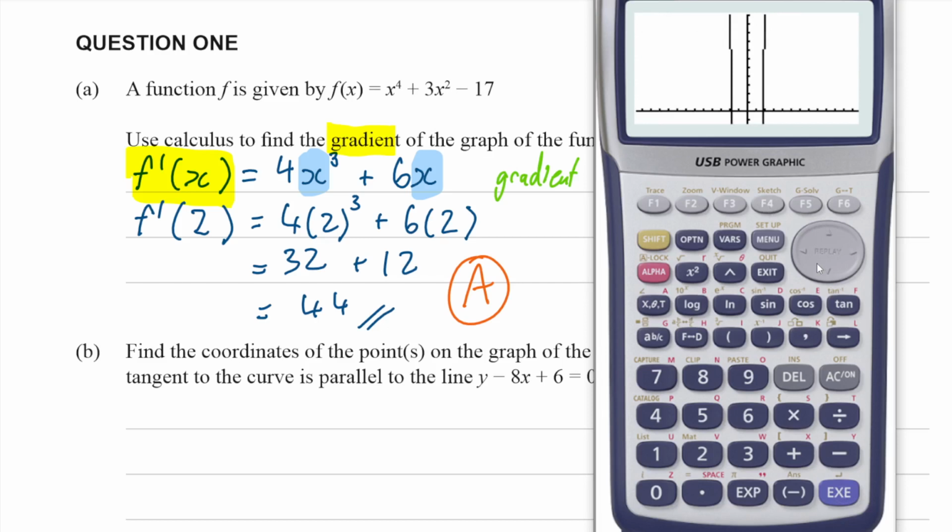Now, the question asks us for the gradient when x equals 2. So we can hit the trace button, F1, which lets us trace the graph, and we give it an x value, and it gives us the y value, but we turned on the derivative, so it also gives us the derivative. So if I type 2, execute, when x is 2, the y value is 11, and the gradient is 44, which is what we got. So that's reassuring. So that's one way you can quickly check on your calculator.